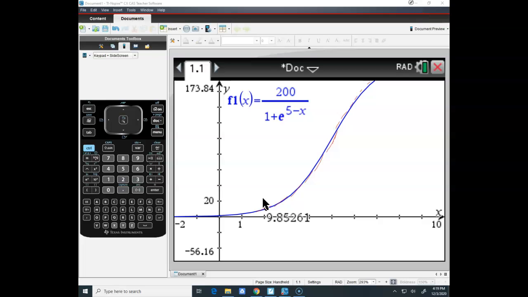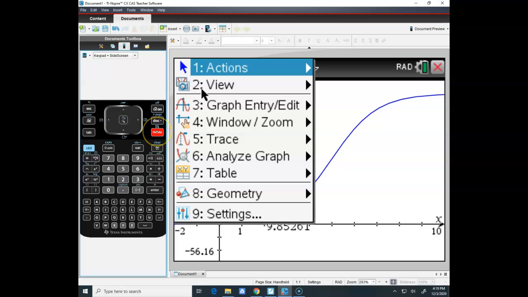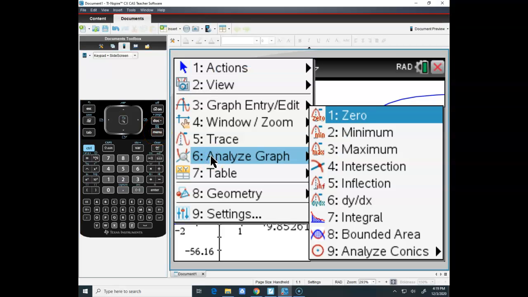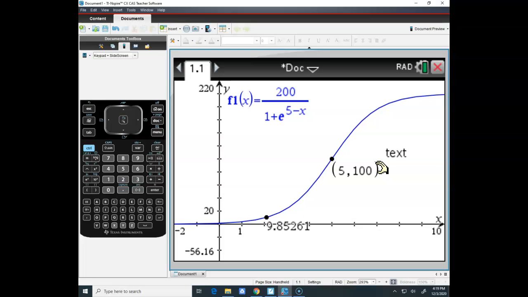Oh boy. I lost my upper limit here. I could change that, 220. Boom. And it throws my line off, but you can see how that happens. It spreads faster. So we want to find when it's fastest. Oh, right there at its point of inflection. So let's analyze that graph. Let's find number 5, inflection. Lower bound, somewhere to the left of where we know it is, upper bound somewhere to the right, and it's going to drop that point for you, okay?